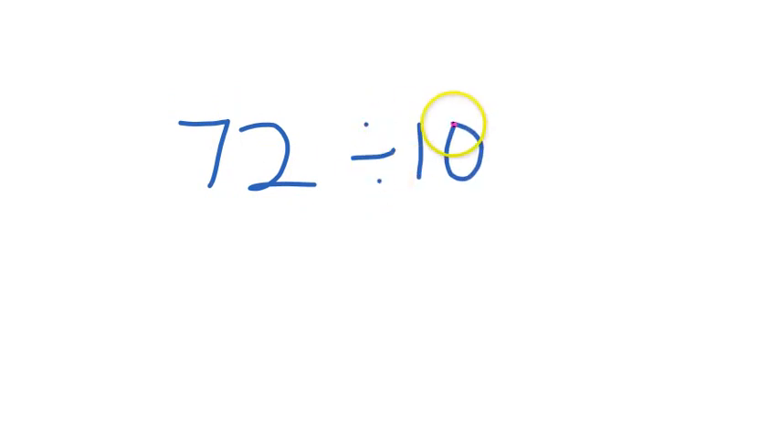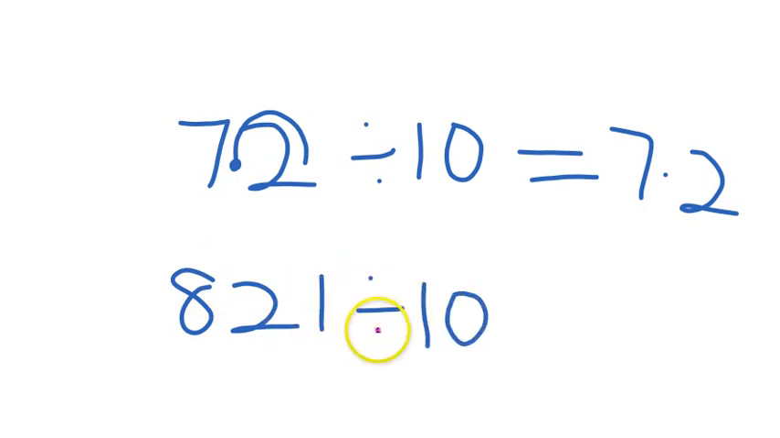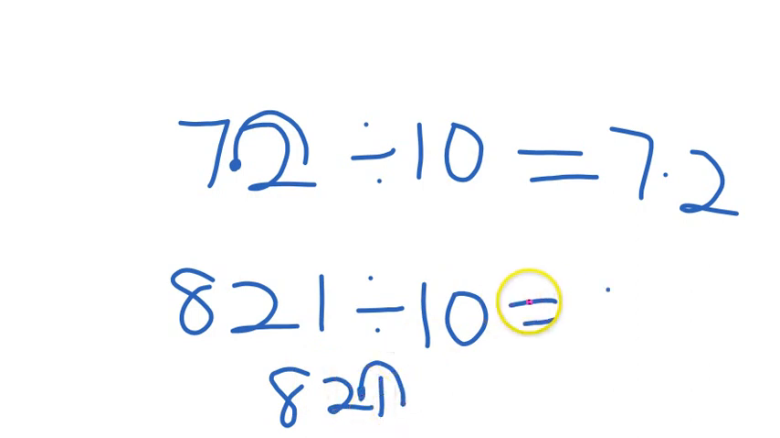So what will happen if I give you 72 divided by 10? What is the answer? Straight away you are going to have 7.2. Decimal point move backwards once. What if I have 821 divided by 10? Again, 821, the decimal point is here, move it backwards once, then that will give you 82.1, and that is the result. So this is how we do a number being divided by 10, as simple as that.